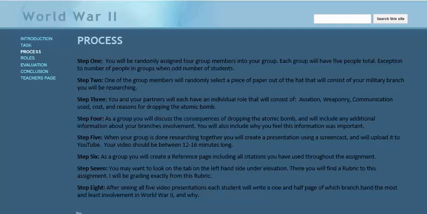And there's going to be a rubric on the left hand side. If they go to evaluation, they can find it there and they'll see exactly what they need to do in order to get a 4. And like I said, after we've watched all the videos, we're going to do a 1.5 page paper on the branch that had the most and least involvement in World War II and why.